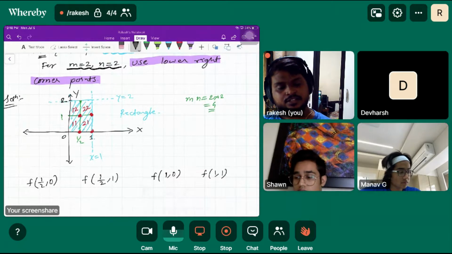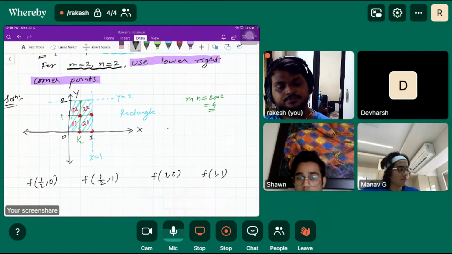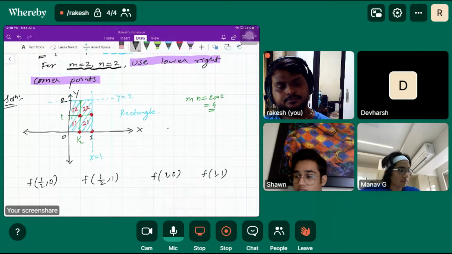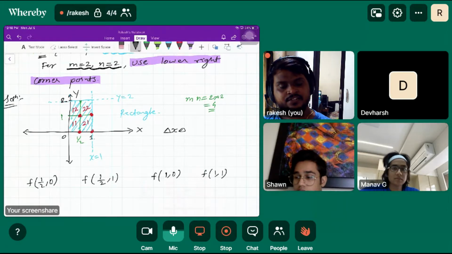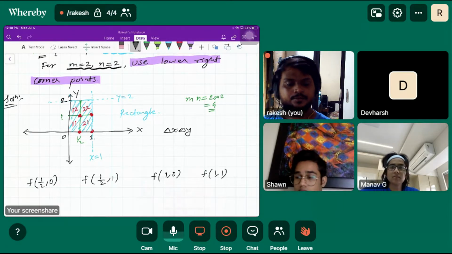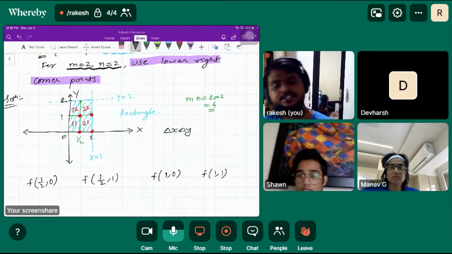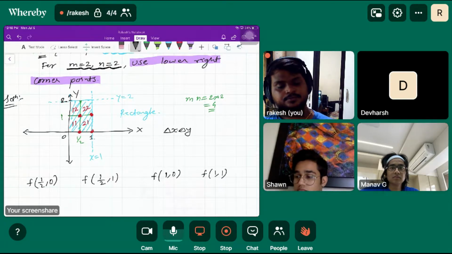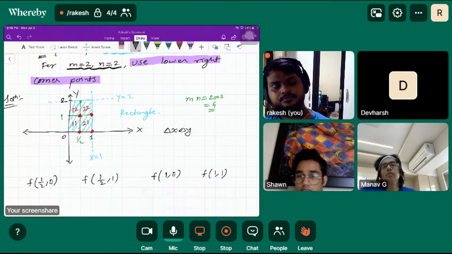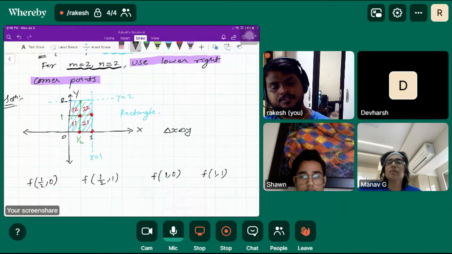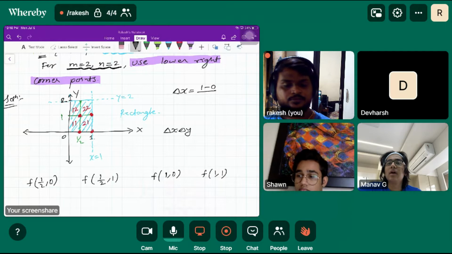What is the cross section area? Delta x, delta y. What is delta x? What is one minus zero? Delta x is equal to 1 minus 0 upon the number of partitions.